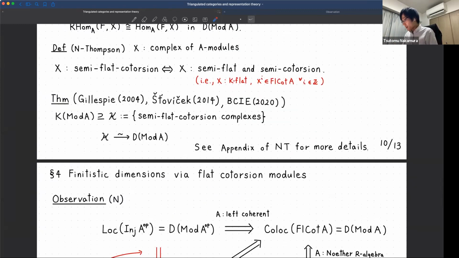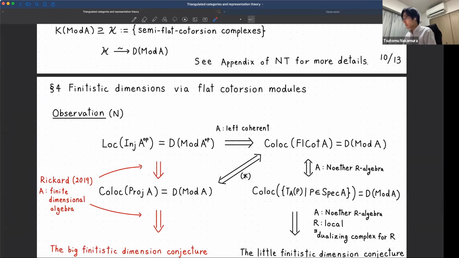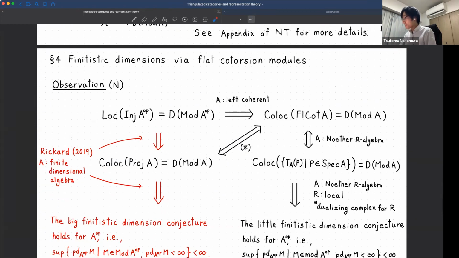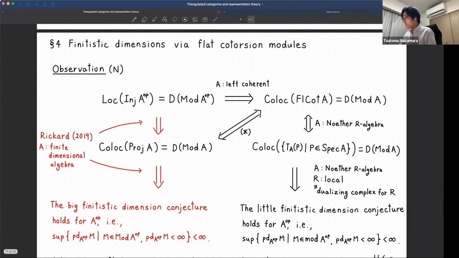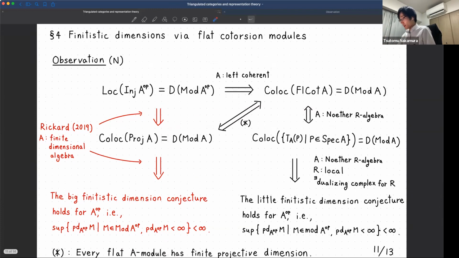Okay, then I'd like to move on to the final section. Here I'd like to discuss finitistic dimensions in terms of flat cotorsion modules.